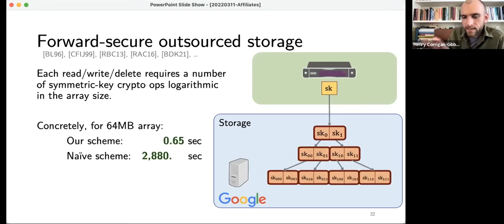So if you did this kind of naively, this outsourcing naively, it would take many, many minutes of computation to update the key. Whereas for this tree-based scheme, as we use it, it's less than a second of computation, even for a very, very slow HSM.